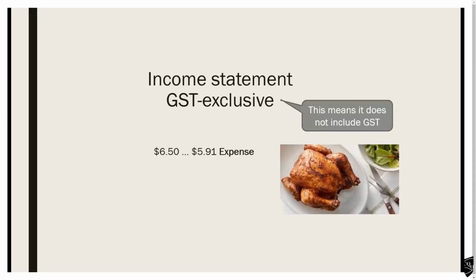The same also applies to a firm's expenses. Coles may have bought that chicken for $6.50. It would only include $5.91 as an expense in its accounts. The rest, 59 cents, is the GST Coles has paid to its suppliers and which it can claim back from the government. This amount is kept in a GST Paid account.